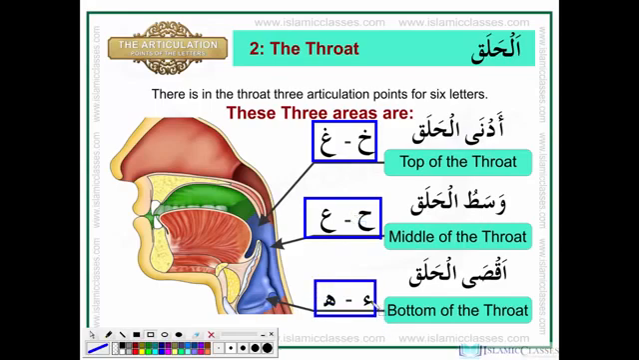These 6 letters we pronounce from these 3 articulation points of the throat. The first 2 letters we pronounce from the bottom of the throat, the second 2 letters from the middle of the throat, and the third 2 letters from the top of the throat. These are the areas from where we pronounce these 6 letters easily.